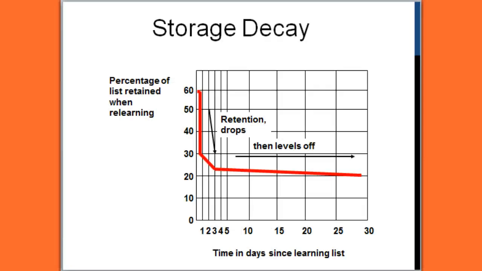Here's another graph of storage decay, of lists that are retained, and time in days since learning the list. And again, it shows that as the days go on, you retain less and less, and it does begin to plateau out, and it slowly decays after a certain period of time.